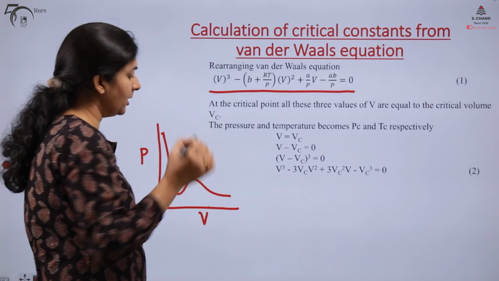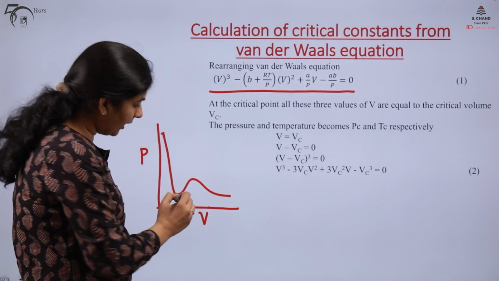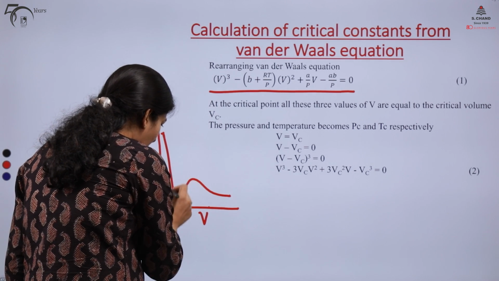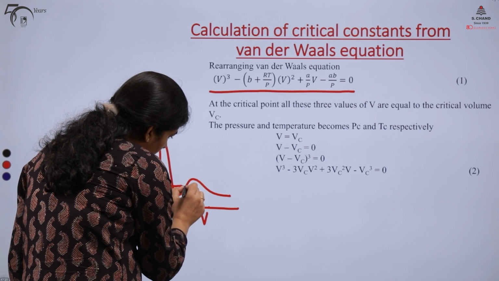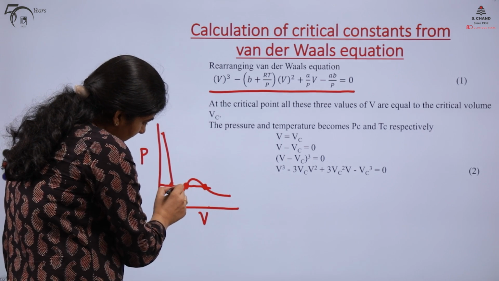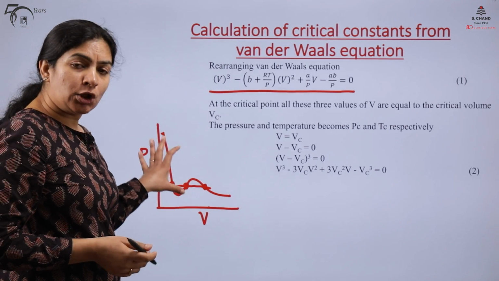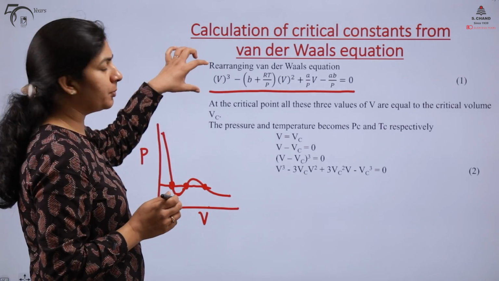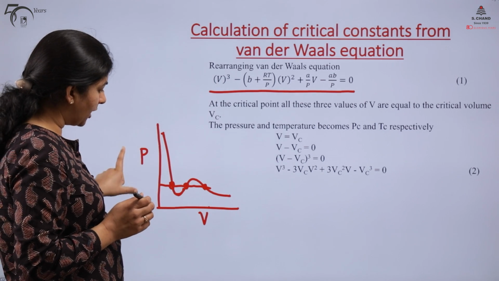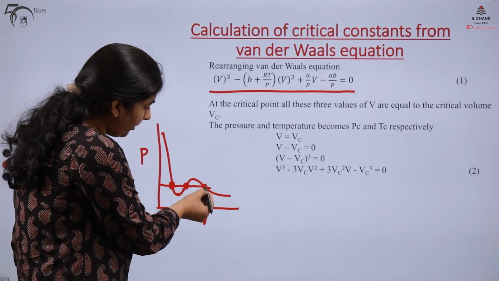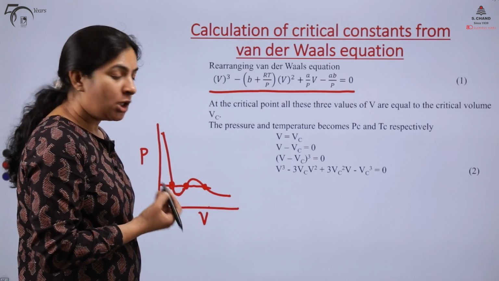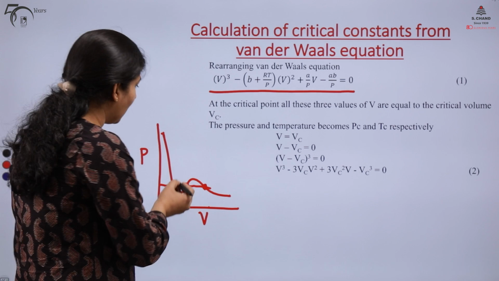We would be getting curves like this. Instead of getting the flat portion, we would be getting a curve like this, right. And then if we draw a parallel line, these are the 3 values. These are nothing but the theoretical curves as per the van der Waals equation. So, as per equation number 1, if I plot pressure versus volume, I should be getting these 3 values of volume as roots.